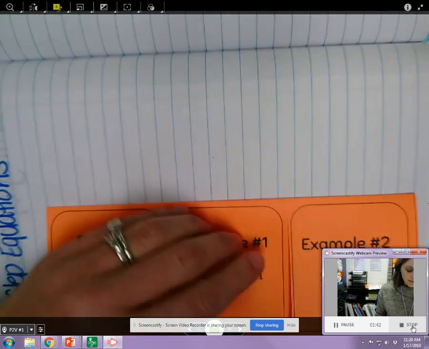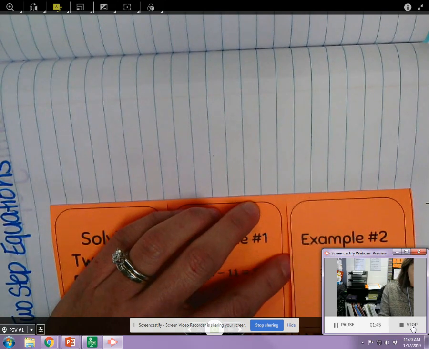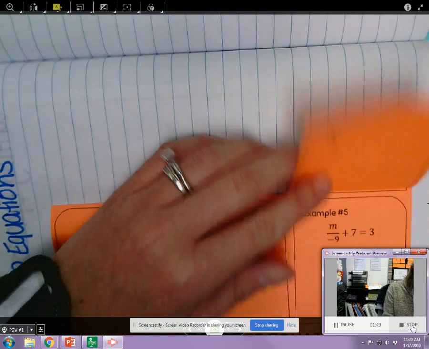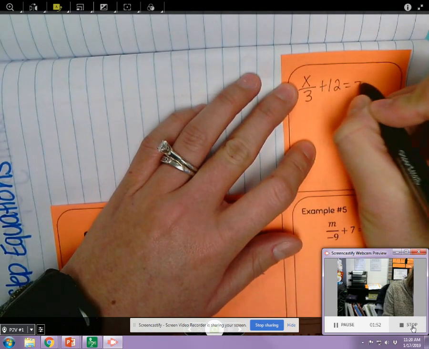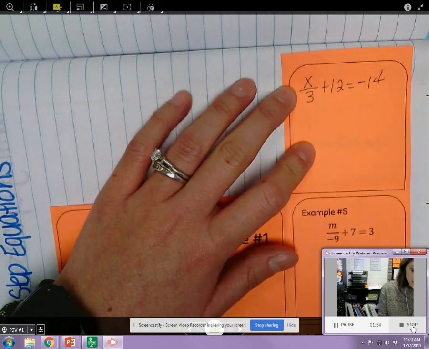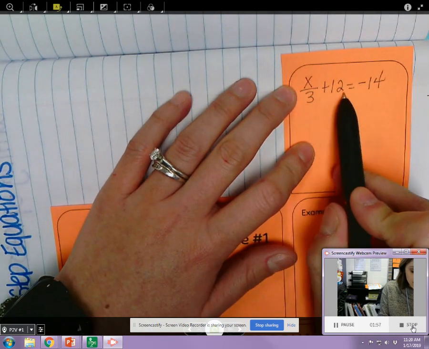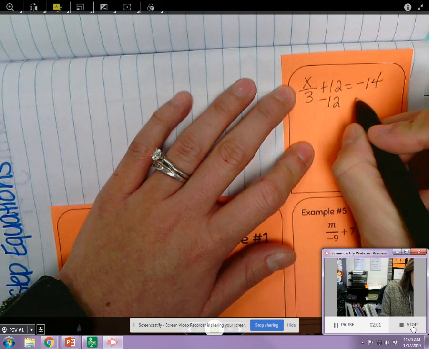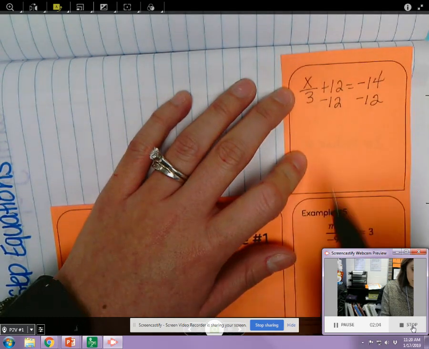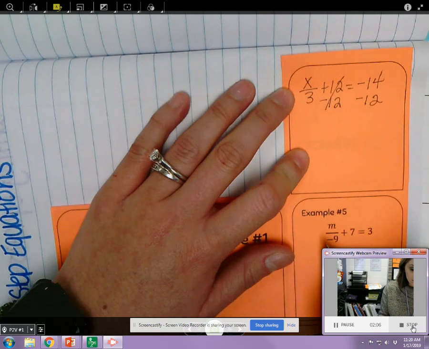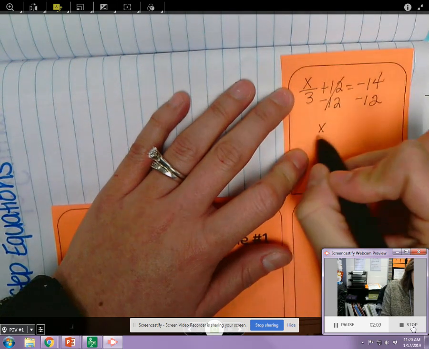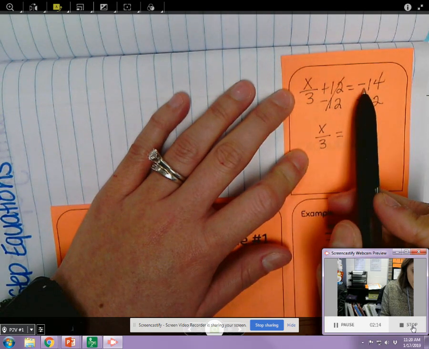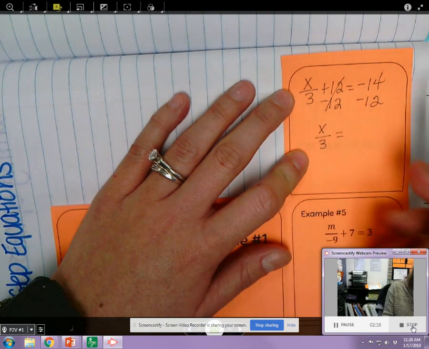And then, of course, you would substitute that in for x to check your work. Okay. Number 2, we have x divided by 3 plus 12 equals negative 14. So we do the inverse of the addition, which is subtraction. We're going to subtract 12 from both sides. 12 minus 12 is 0. Cross it out. We have x divided by 3 equals negative 14 minus 12, which is negative 26.